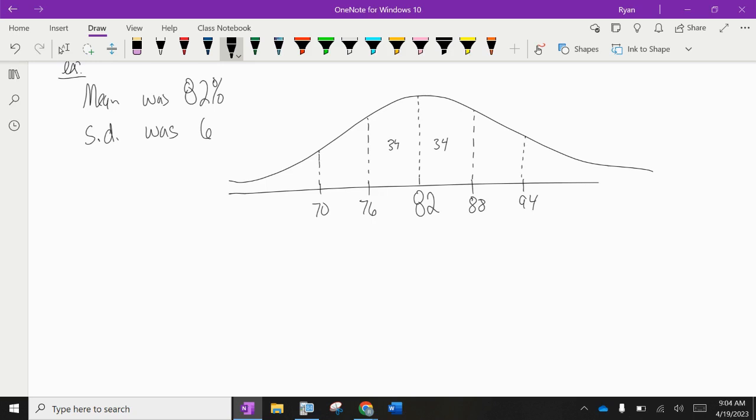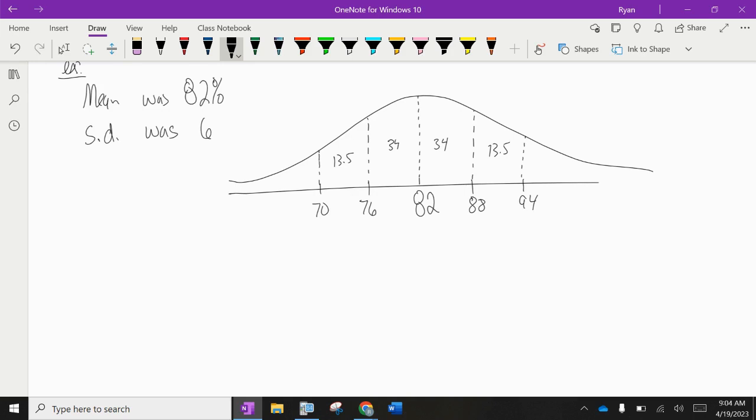Get familiar with these numbers. Some numbers you just know. These are numbers you're going to need to know. What goes into these two big blanks? 13.5%, 13.5%.